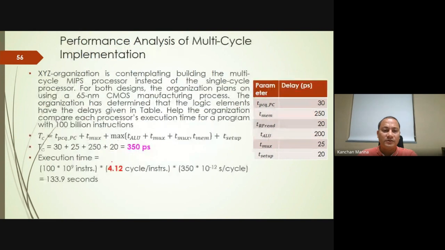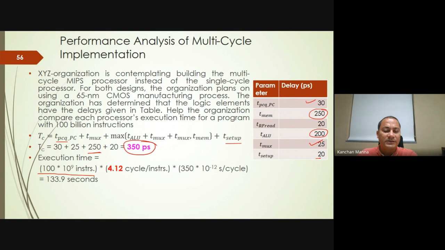So now we want to find out the clock time, the cycle time. So this is the formula. Clock to Q here is 30 picosecond, T max is 25. And then max, so ALU takes here 200 picosecond, memory takes 250. So in that way, you see 250 is the maximum one, and then T setup is 20. So if we add them, then the value is 350 picosecond.